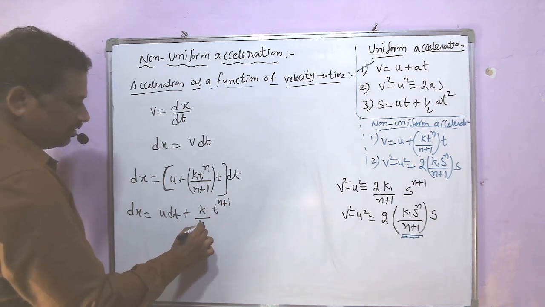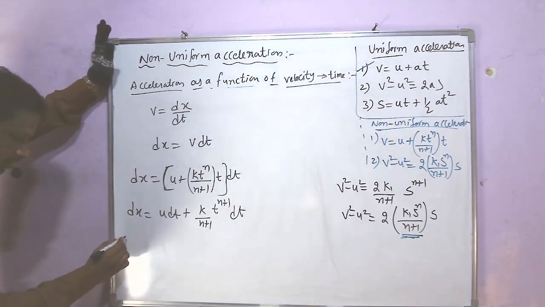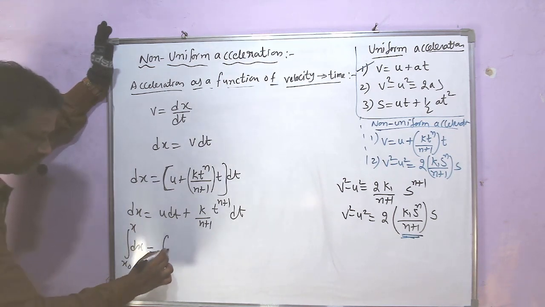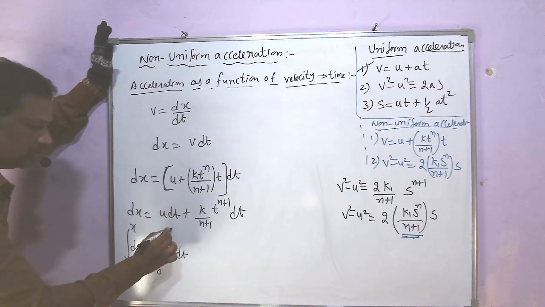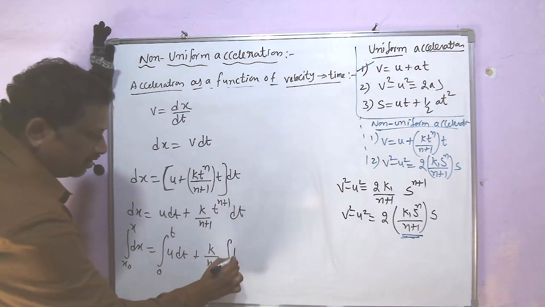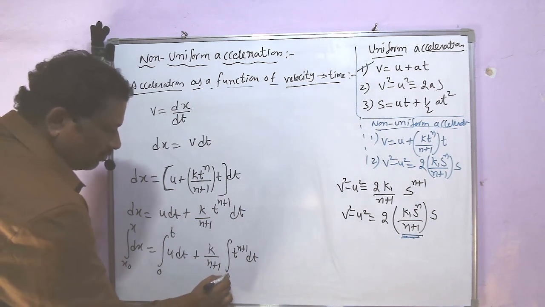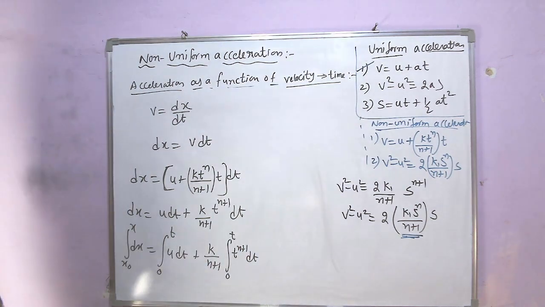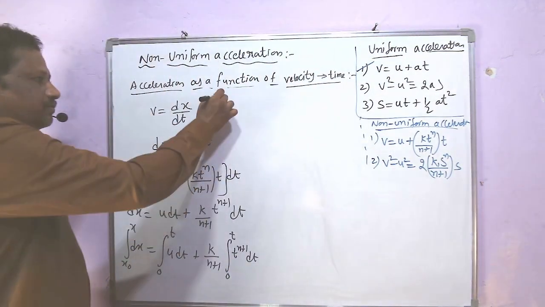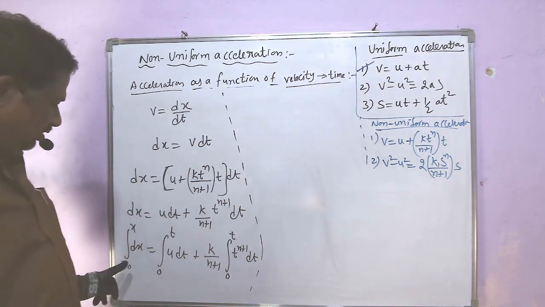Now integrate this function and see what we get. Integration of dx is x, with lower limit x naught and upper limit x. That is equal to integration of u dt. u is constant, keep it outside, integration of dt is t, with lower limit 0 and upper limit t. Next, plus k by n plus 1, integration of t power n plus 1 will become t power n plus 2 by n plus 2, lower limit 0, upper limit t.